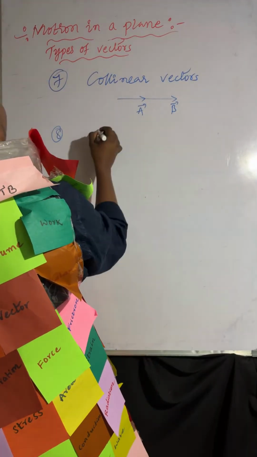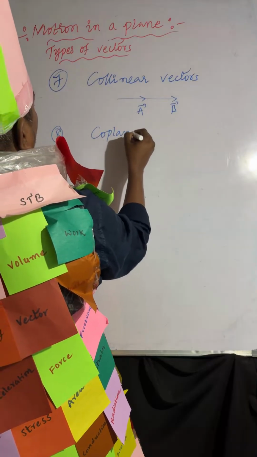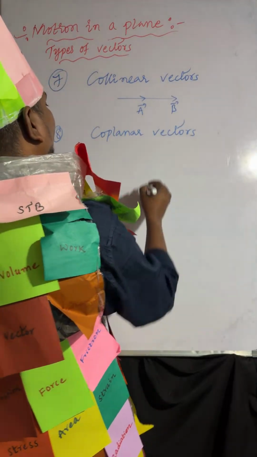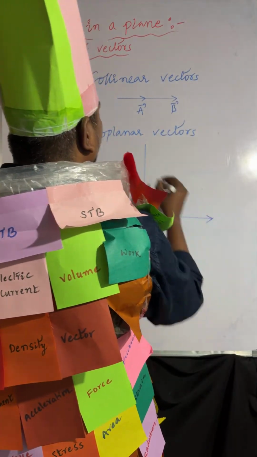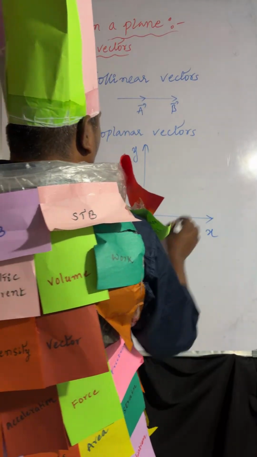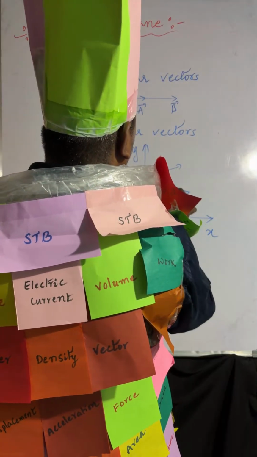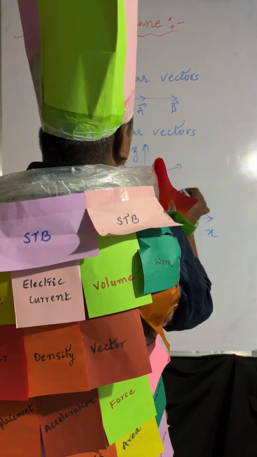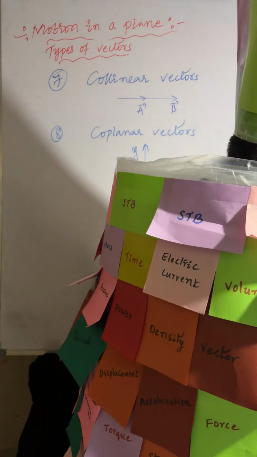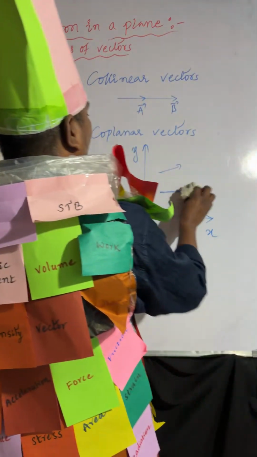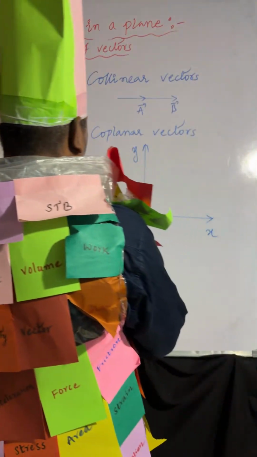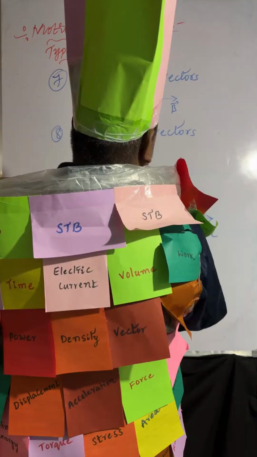And eighth one, coplanar vectors. Okay. Coplanar vectors means if you are taking x-axis, y-axis, and here you can observe z, the vectors are acting in the same plane. Irrespective of direction and magnitude, vectors are acting in the same plane. So these are called coplanar vectors, like this.